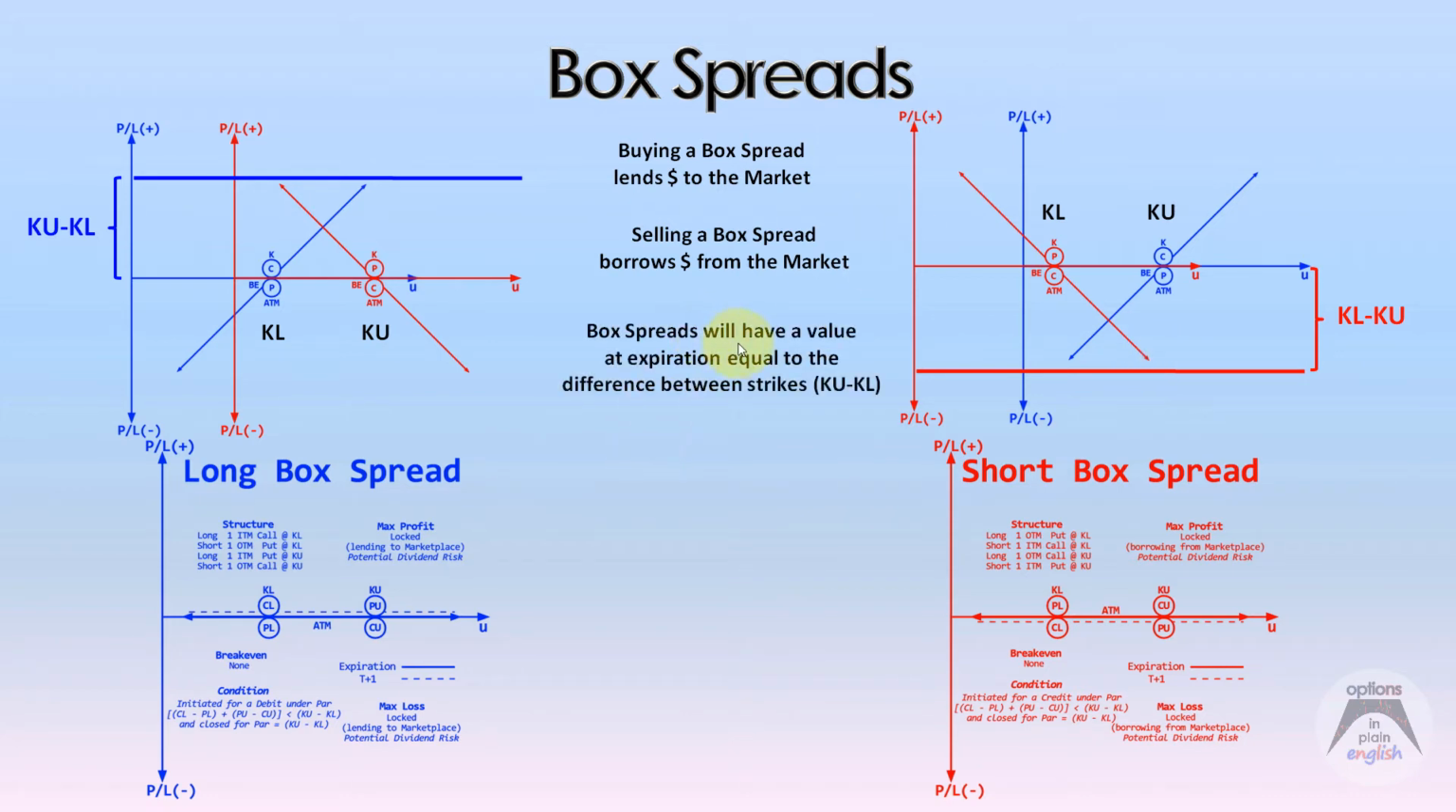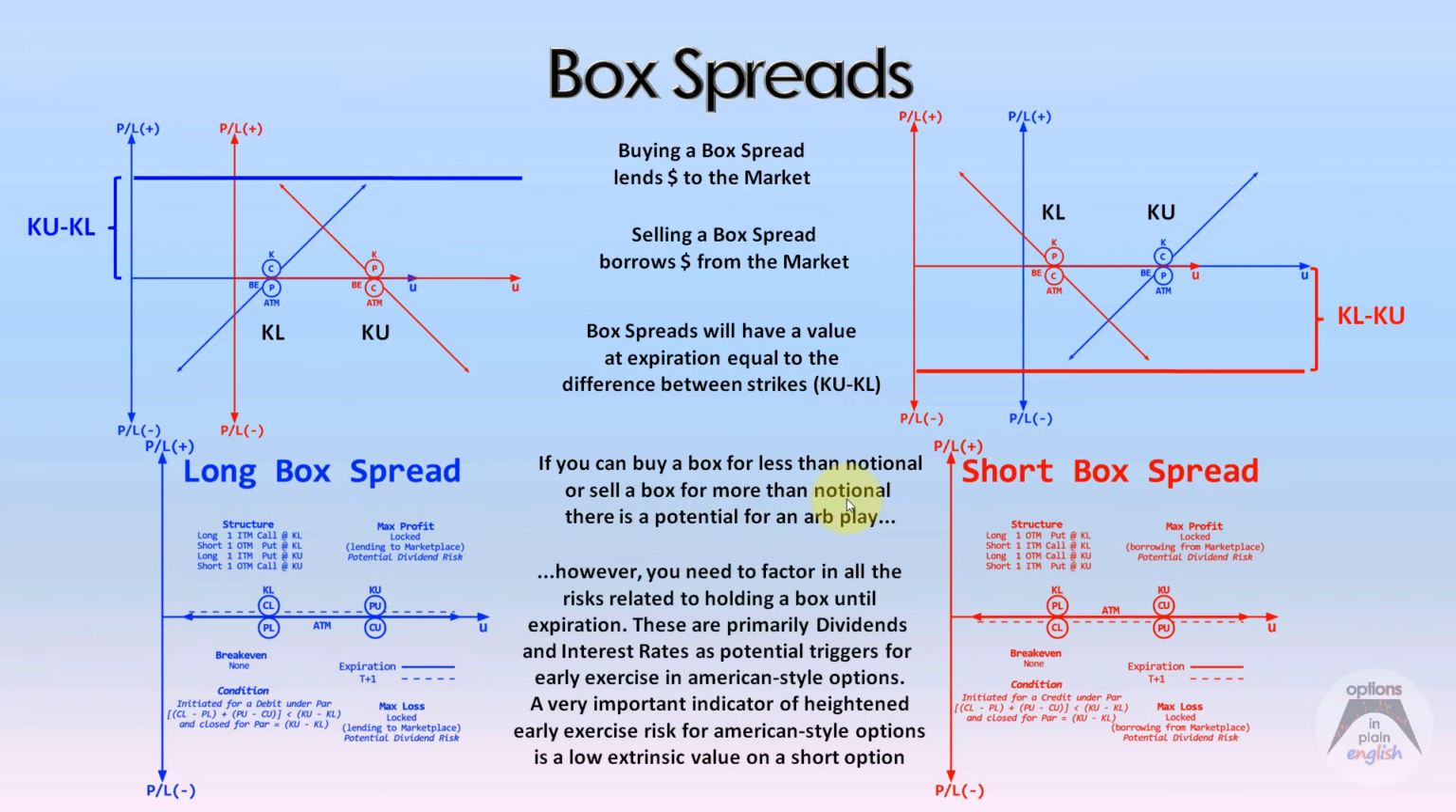Box spreads will have a value at expiration equal to the difference between strike prices. Okay, in this case, KU minus KL, or KL minus KU. If you can buy a box for less than notional or sell a box for more than notional, there is potential for an arbitrage play. However, you need to factor in all the risks related to holding a box until expiration.